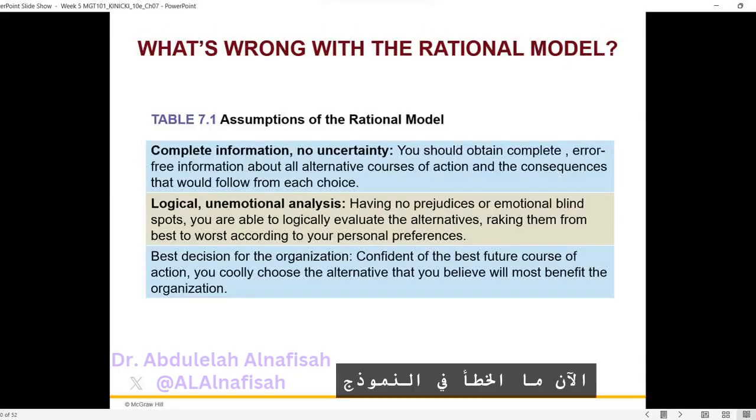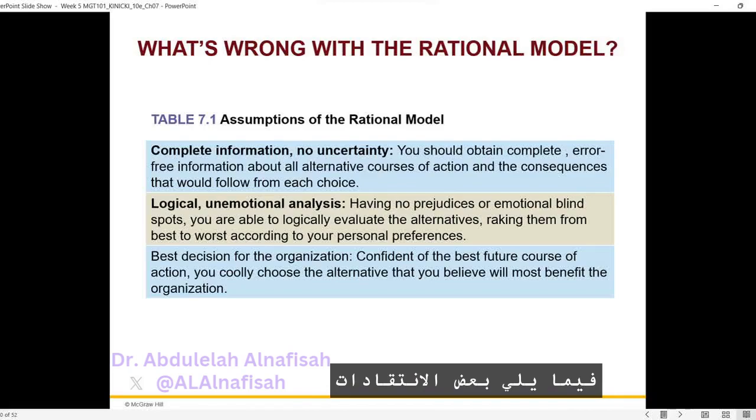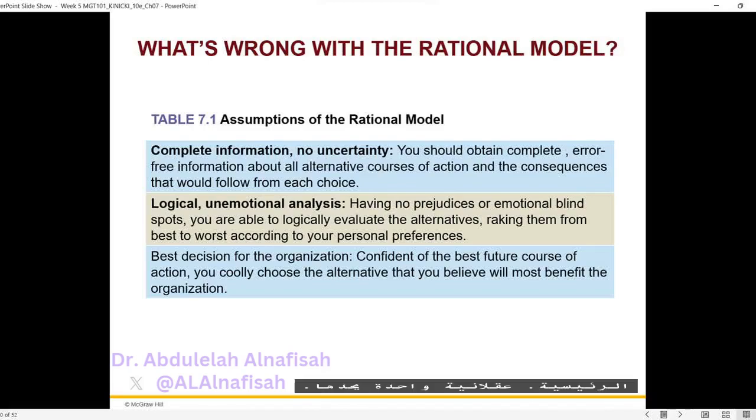Okay, now, what's wrong with the rational model? While the rational model of decision-making provides a structured and idealized approach to decision-making, it does have several limitations and is often criticized for its unrealistic assumptions. Here are some of the main criticisms.